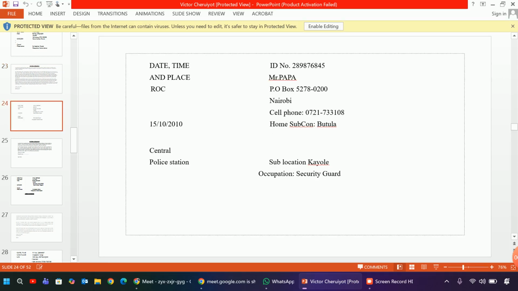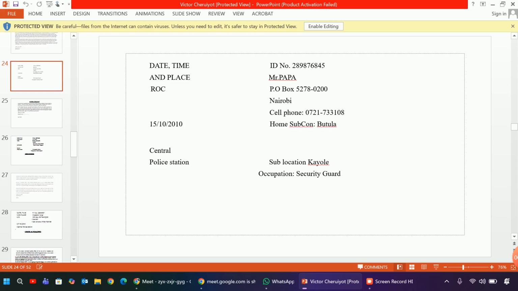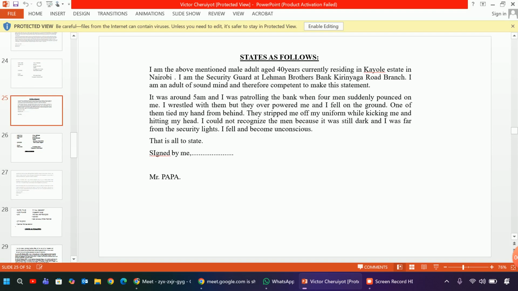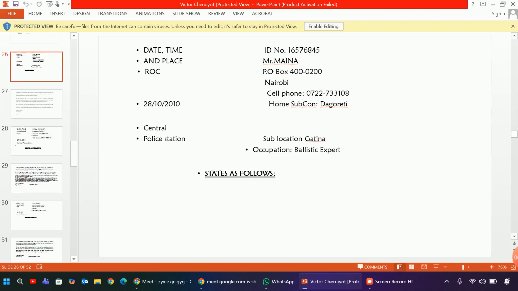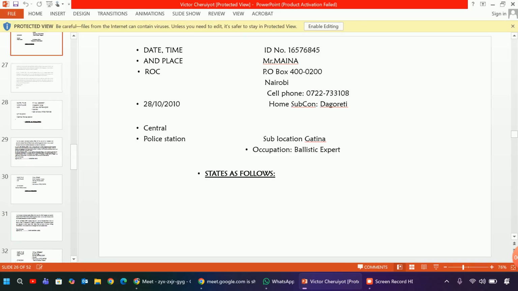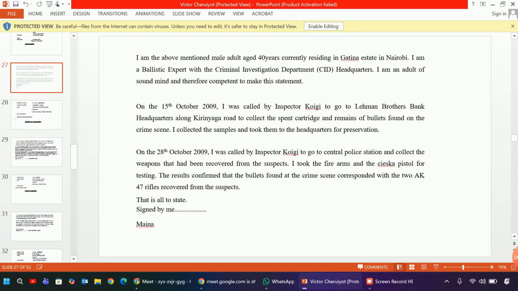The second prosecution witness will be in our slide number 24. That was the second prosecution witness. His statement is below there. The next one, Mr. Minor.